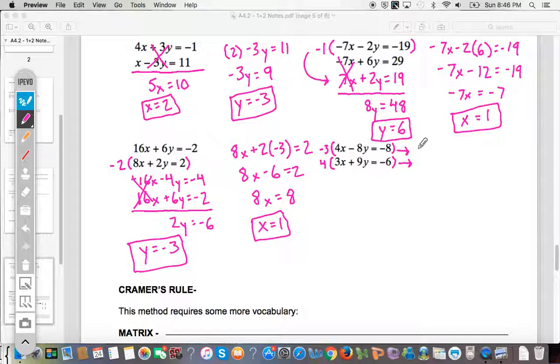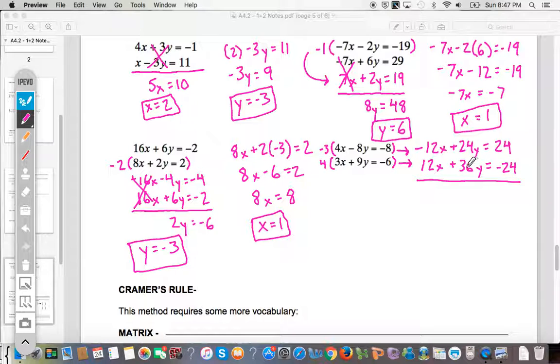Okay, so my top one, I have negative 12x. Negative 3 times negative 8 is positive 24. And I have negative 3 times negative 8 again, so I have positive 24. My bottom one right here, I have 12x. 4 times 9 is 36. Of course, my y comes along, and 4 times negative 6 is negative 24.